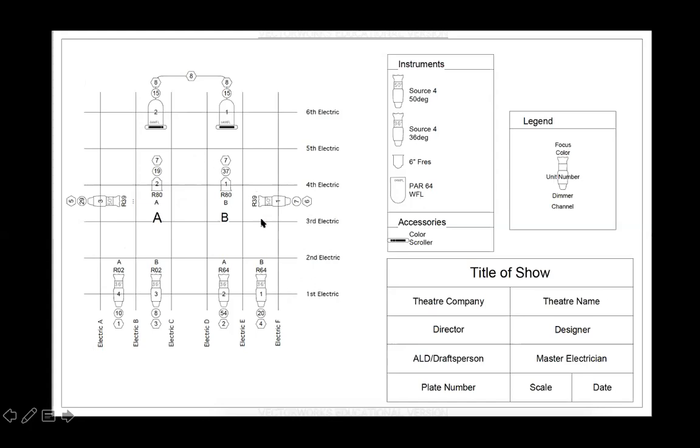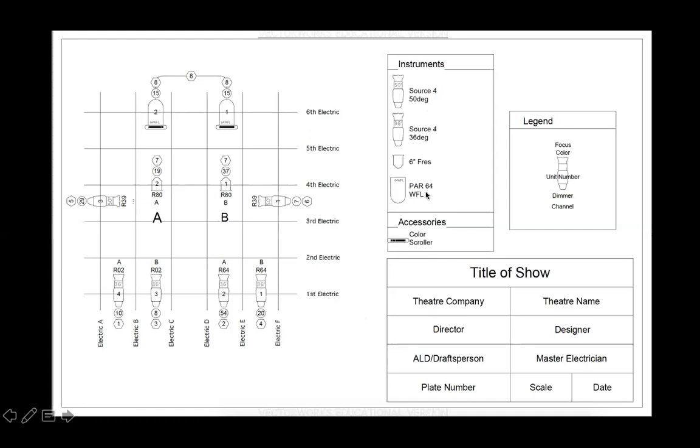Then to go over how each light is drawn, there is a standard. If you remember me talking about instruments, we have our pretty typical types of instruments, and every plot has an instrument key, which we see over here. It tells you what kind of instrument is in this plot, and it shows you how it's drawn. If it looks unfamiliar, you can go in and look at the instrument key. So I'll look at the instrument key and see, okay, this plot has Source 4s, it has a Fresnel, and it has pars.